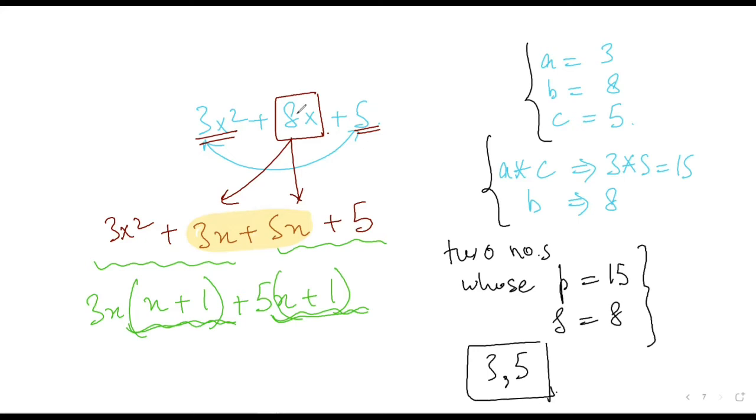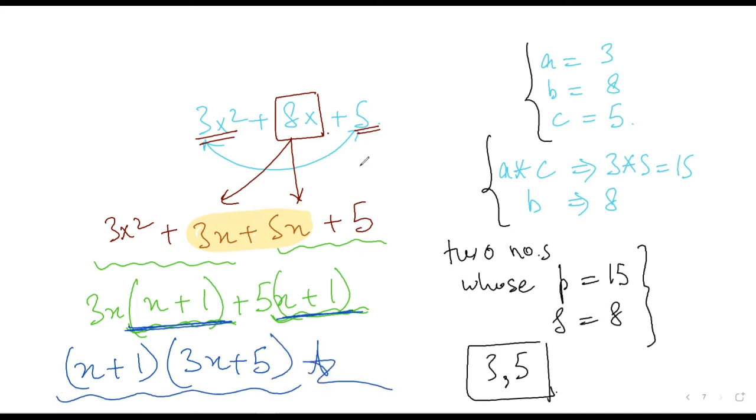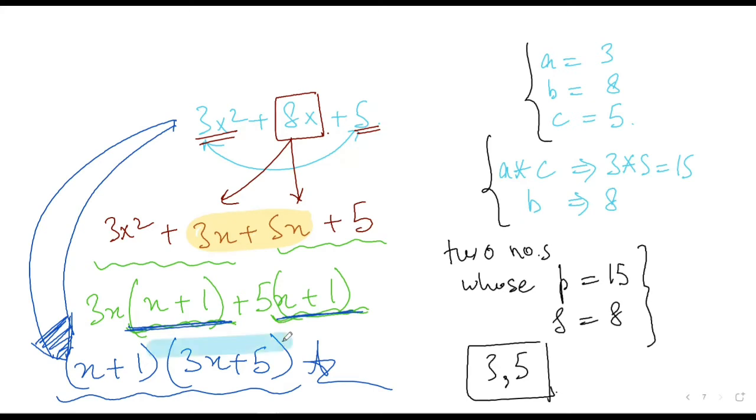Now I take x plus 1 as a common factor. I am left with 3x plus 5. Mr. Sarthak, any doubt? So this is how this can be factored. This would be the final answer. Any doubt? Okay. 1 second, Sarthak.